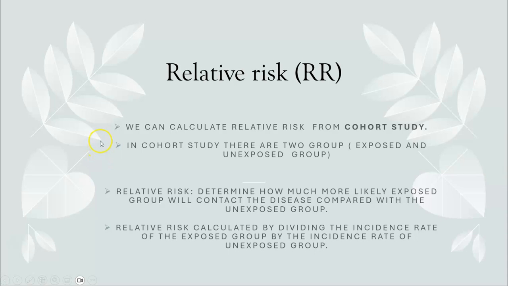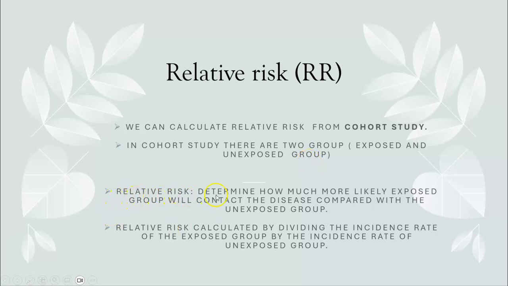Relative risks. We can calculate relative risks from a cohort study. In a cohort study, there are two groups, an exposed and an unexposed group, and it is a prospective study. We look forward to see, due to exposure to a particular risk factor, what the disease outcomes are among the exposed and unexposed groups.